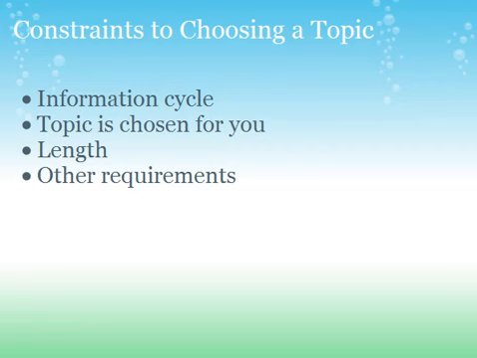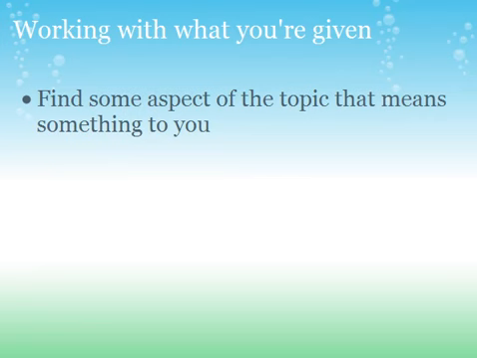Perhaps the topic is already chosen for you. That would definitely be a constraint if you're given something by your instructor and told what to write. That is already a pretty serious constraint. There may be a length requirement or maximum or minimum, and that will affect how you choose a topic. And there may be other requirements, such as you must include images or you must address a certain aspect of the lecture or what you're working on in class, depending on what your instructor asks of you.